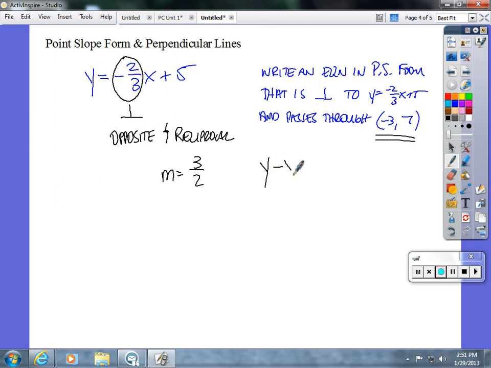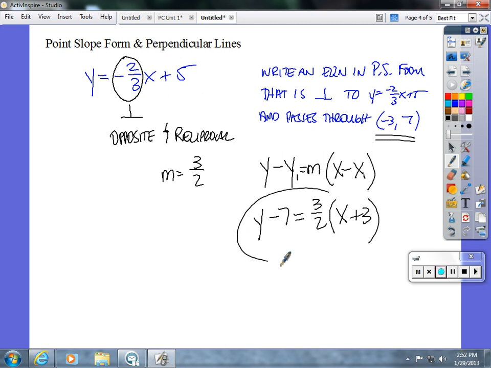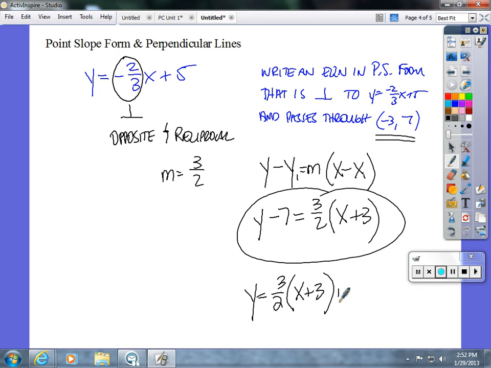Point slope form is y minus y1 equals m times x minus x1. So I substitute what I know. So y minus 7 equals 3/2 times x minus negative 3, which makes plus 3. So this could be your final answer. You could add the 7 over, so it's y equals form. And that is also acceptable for point slope form. That's what you're looking at on the quiz tomorrow.